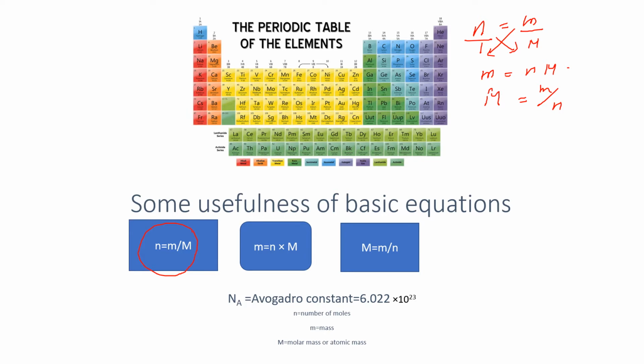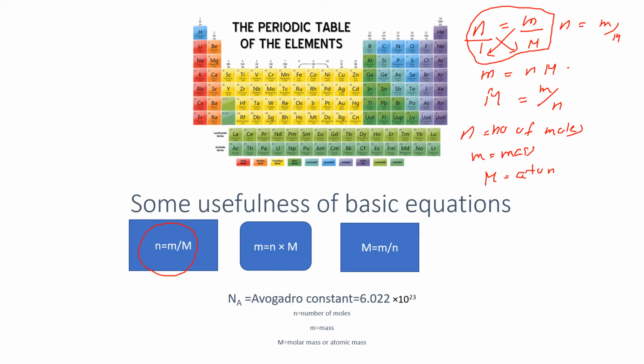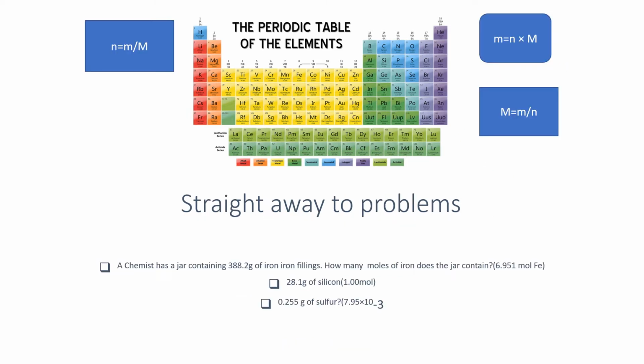So the first equation is simple n equals simple m over capital M. The second one is simple m, the mass, equals simple n times capital M. Simple n here is the number of moles, simple m is the normal mass, and capital M is the atomic mass. Okay, let's go into the problems.